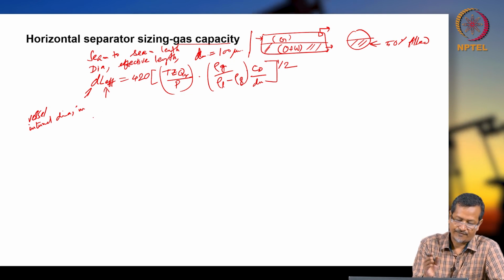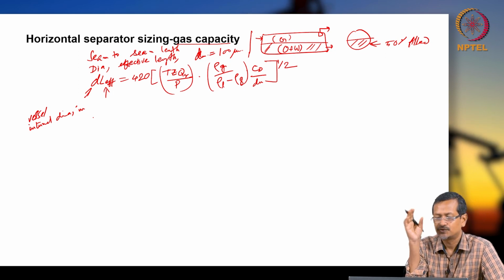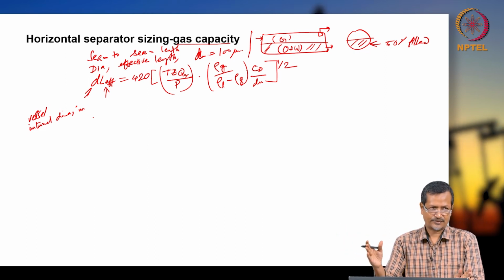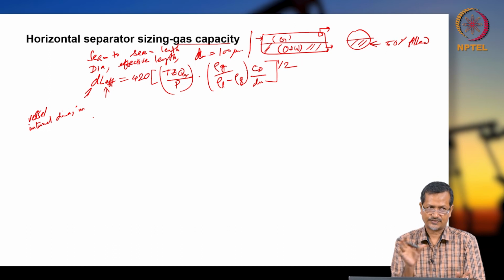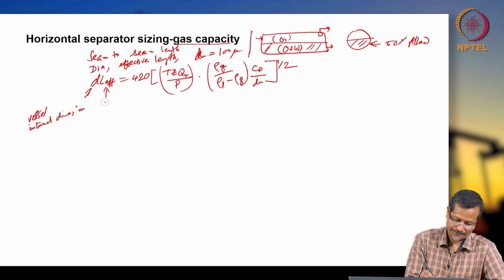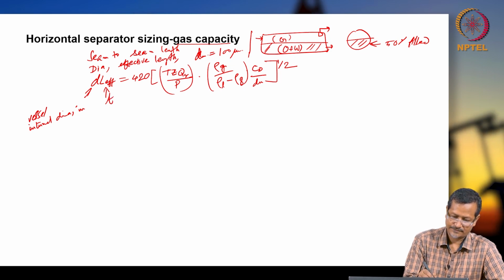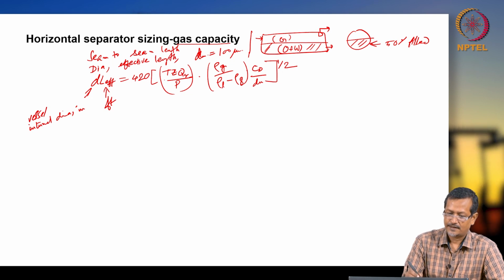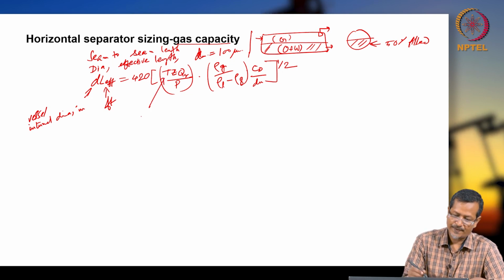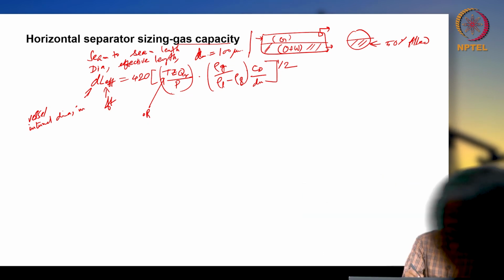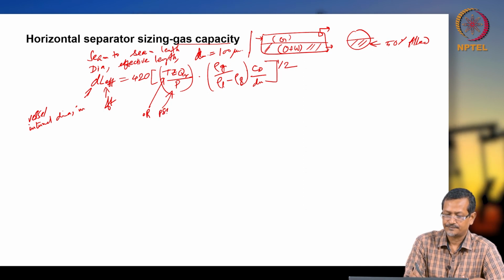L is the effective length of the vessel where separation occurs. The vessel can be, let's say, 10 meters long, but the actual separation length will be lower because of certain other fittings, and this unit is feet. T is the operating temperature. Inside the separator, what is the temperature? That temperature. P is again the operating pressure.